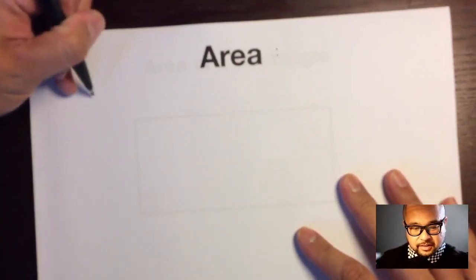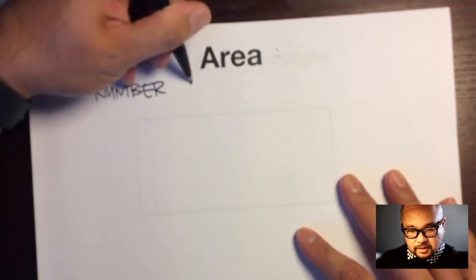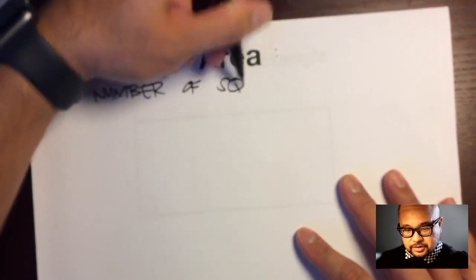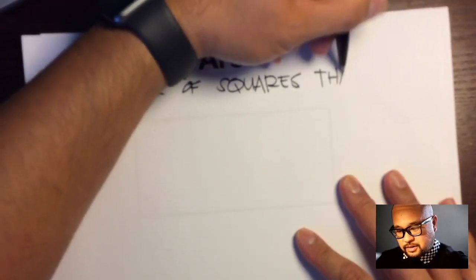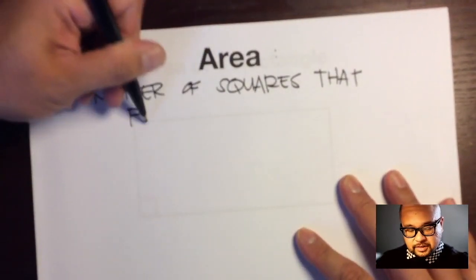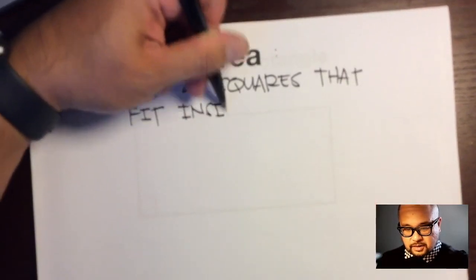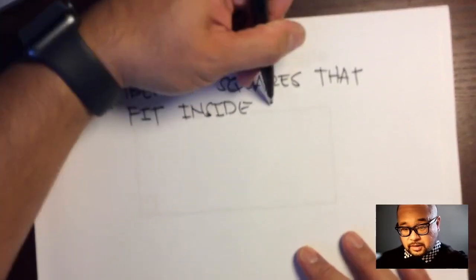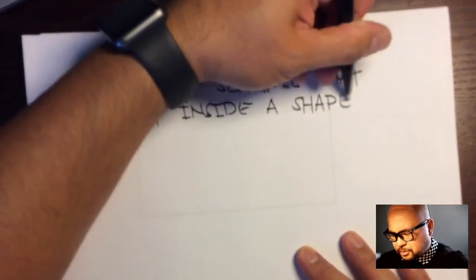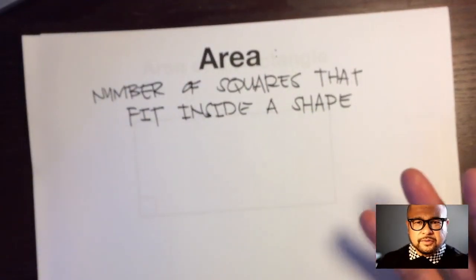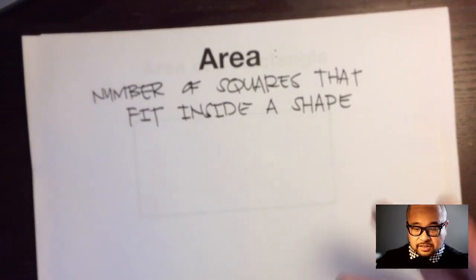Area is the number of squares that fit inside a shape. So if you go into your bathroom, maybe you have square tiles in your bathroom, count how many tiles there are. That will be the area. So it's just a number of squares.